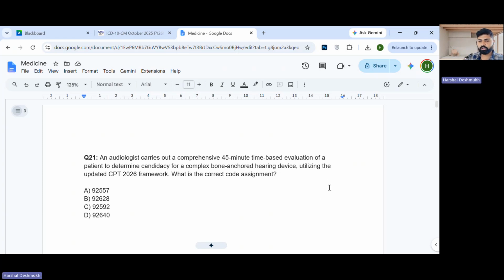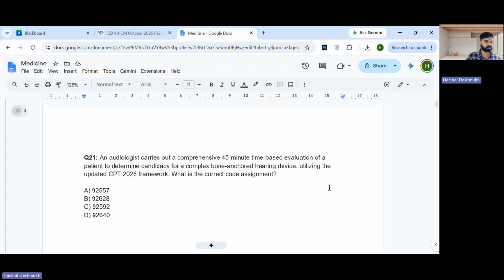Coming to this question, an audiologist carries out a comprehensive 45-minute time-based evaluation of a patient to determine candidacy for a complex bone-anchored hearing device utilizing the updated CPT 2026 framework. What is the correct code assignment?